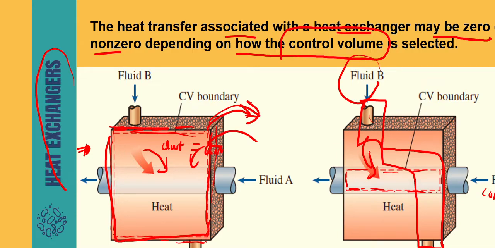meaning that there is also heat transfer, because heat is transferred. There is Q out because heat is transferred from fluid B to fluid A. So now your system is fluid B, so the surrounding is your fluid A. But if you select fluid A as your system, the surrounding will be your fluid B. So there is heat transfer.